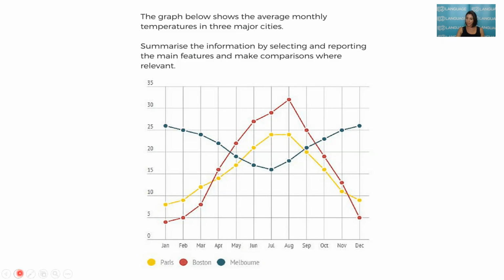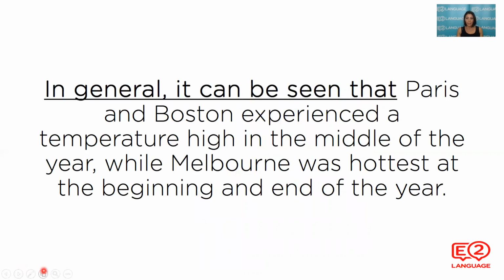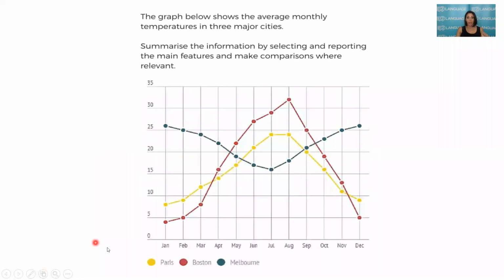Okay, good summaries. Let's have a look at my example. In general, it can be seen that Paris and Boston experienced a temperature high in the middle of the year, while Melbourne was hottest at the beginning and end of the year. Here's one example. Another could be, oops, I thought I had another one, but I don't. Okay, overall, it can be seen that both Paris and Boston were coldest at the beginning and end of the year, whereas Melbourne was warmest at beginning and end of the year. Okay, so you can choose which comparison you wish to make there.